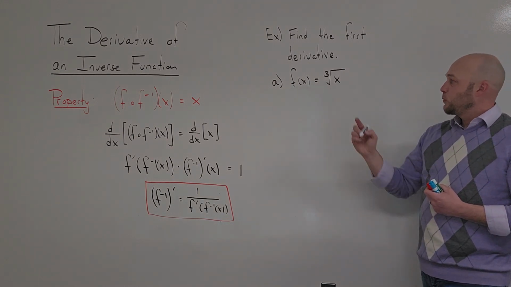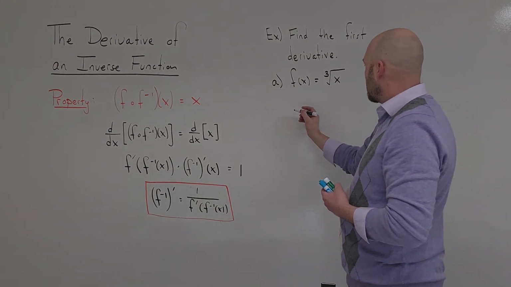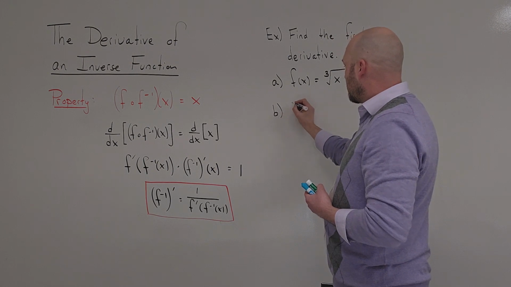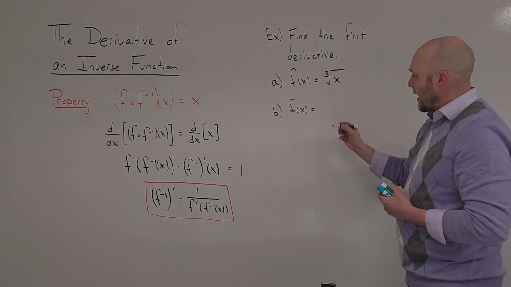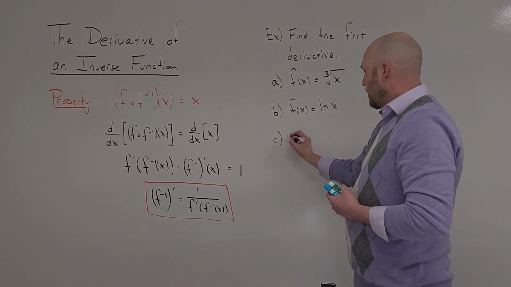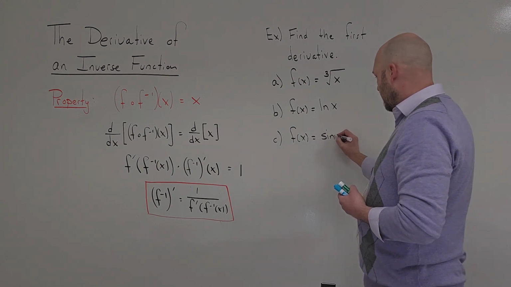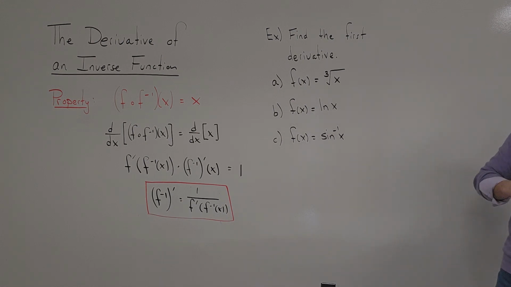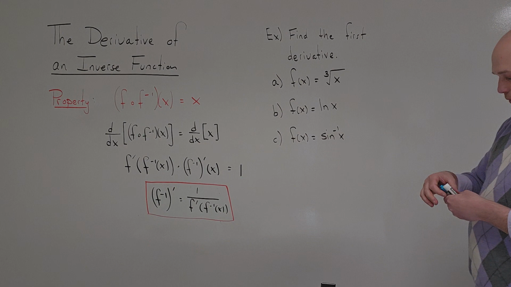Let's start with the cube root function. So f of x is x to the 1/3, or the cube root. Part B, let's do a different category of functions. Let's do a natural log. And then for part C, let's do the inverse sine function. So 3 different types of functions here. Okay, so here we go, solution.